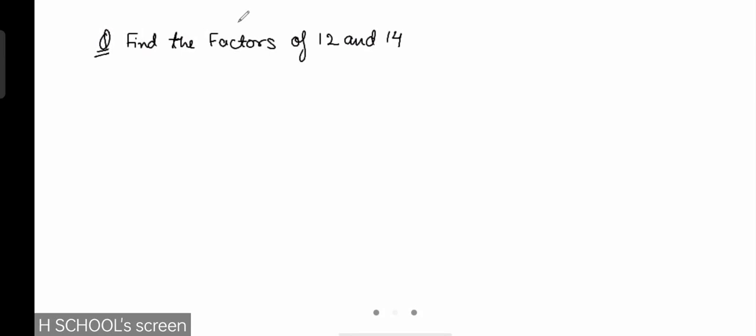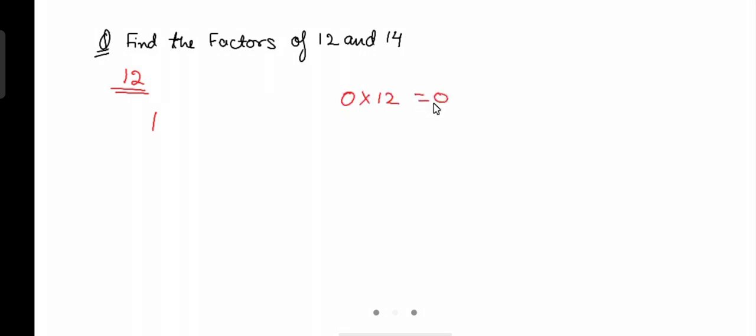So, okay, let's see how to find the factors of 12 and 14 both. First of all, let's talk about 12. A very easy way is that you start with the smallest number. What is the smallest number? That can be 1, right? Why can it not be 0? Because if you multiply any number with 0, for example, 0 multiplied by 12, you're again going to get 0. So you cannot choose 0, but you will start with 1.